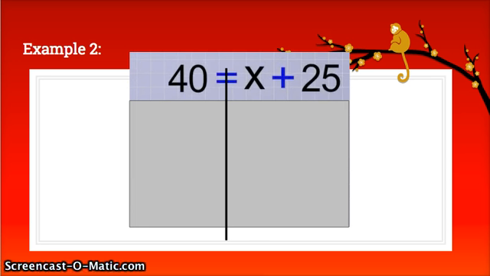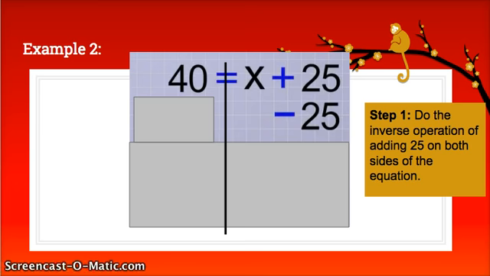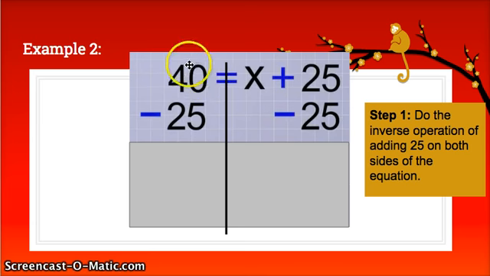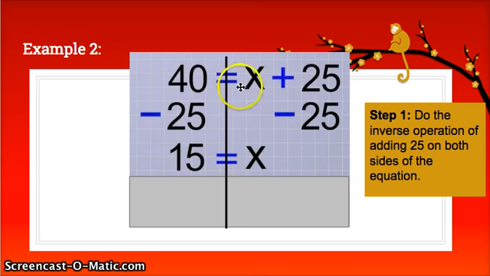Example 2, 40 equals x plus 25. Again, we have addition, so we think about the inverse of addition, which is subtraction, and since we added 25, we're going to subtract 25 underneath, and then what I do to one side of the equation, I must do to the other side in order to keep it balanced. So on the left-hand side here, 40 minus 25 is 15. And adding 25 and subtracting 25 cancel each other out. And I'm left with x by itself on this side, which is what I wanted.